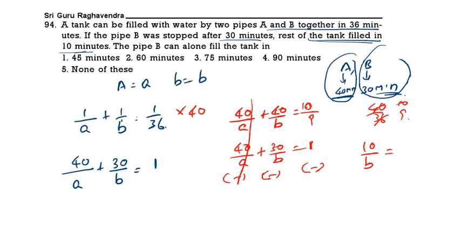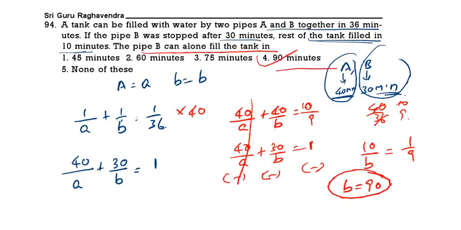10 by 9 minus 1 means we will get 1 by 9. Therefore B is equal to 90. So B alone can fill the tank in 90 minutes. 90 minutes is the correct answer.